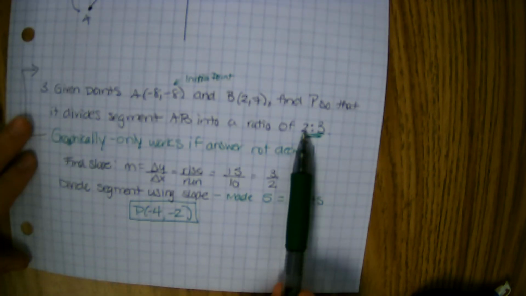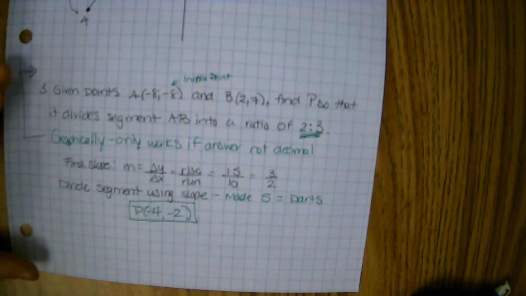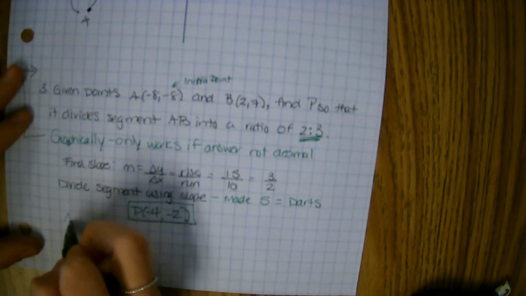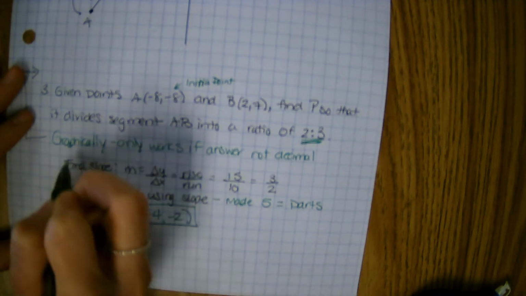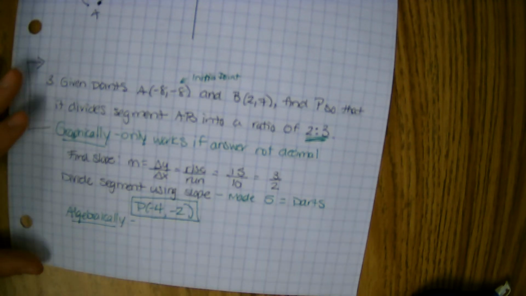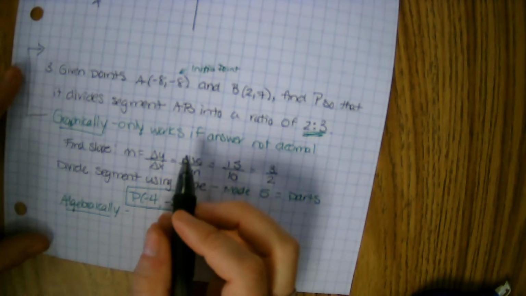Since it's in a ratio of 2 to 3, we want it to be in 5 equal parts. All right, now let's talk about how to do it algebraically, which is just going to be using that formula we used before. So if you want to keep it as using 2 parts, you can. This time I'll show you how to do it when it's together.